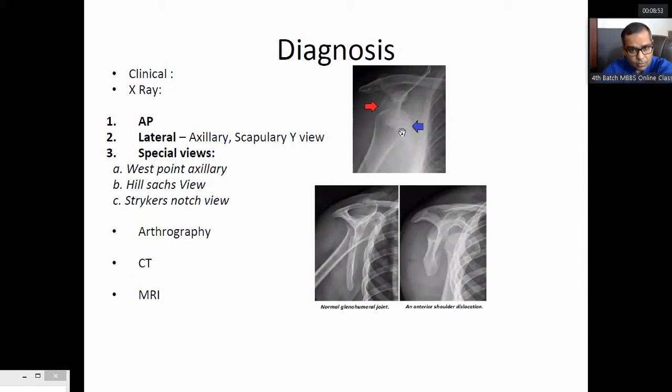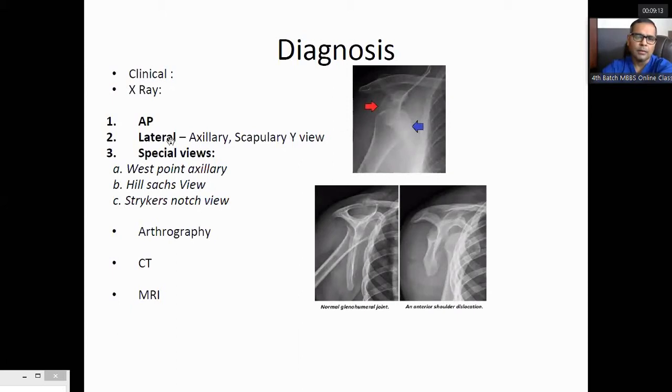Sometimes the shoulder does not completely dislocate. It dislocates partially, and that is what we call subluxation. It is the initial phase of the dislocation. This one is completely out of the glenoid socket, so this is a complete dislocation.